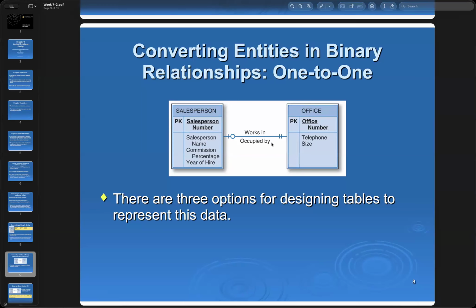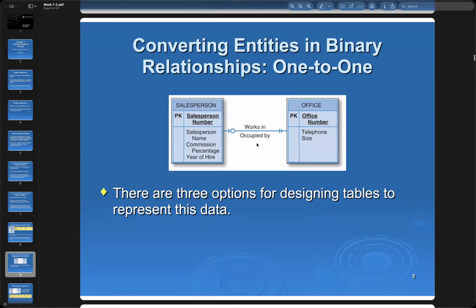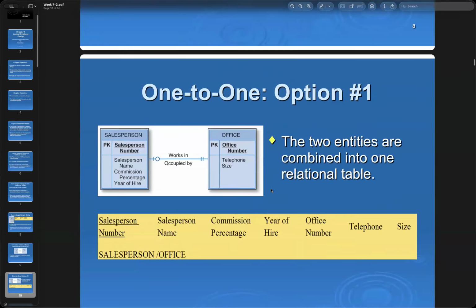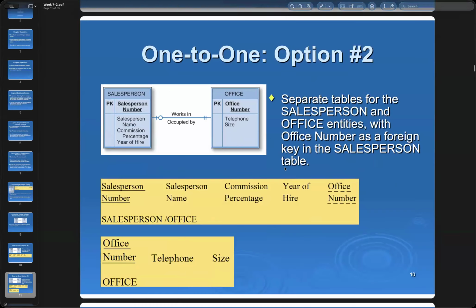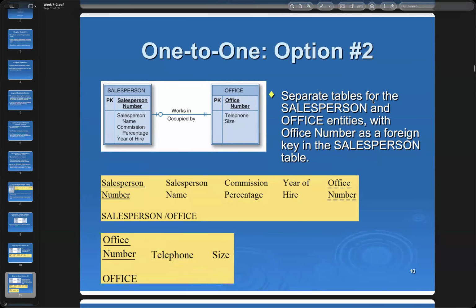It's okay, because for database design, sometimes we cannot cover all the different situations. And then we have some options. Option one: we have two entities combined into one relational table. But because it's one-to-one, for the second option we just have separate tables for the salesperson and office, so we're going to have two. And then we put the office number as a foreign key in the salesperson table.